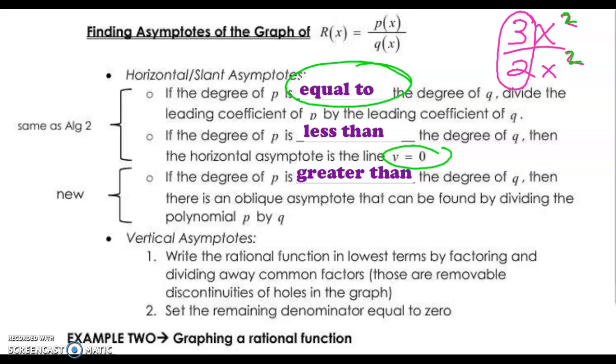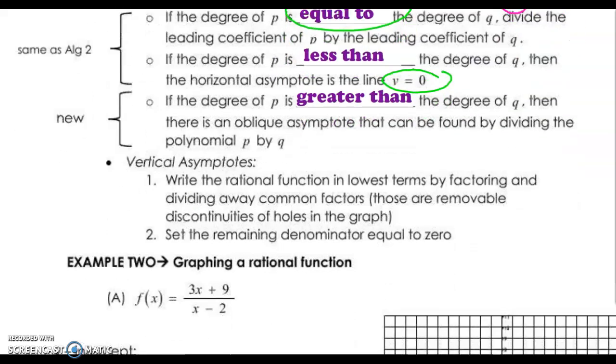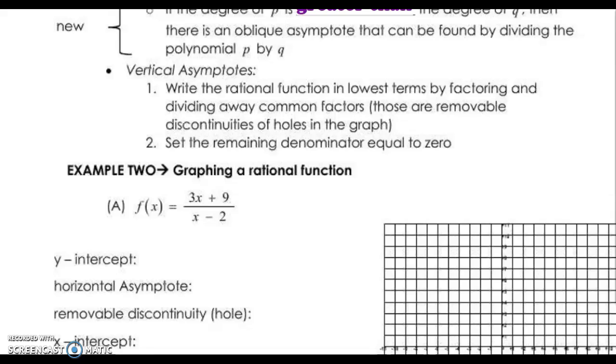So let's move on to vertical asymptotes. We kind of did this for the domain. You're going to write the equation in lowest terms by factoring and dividing away the common factors. Anything that's a removable discontinuity, any factors that are the same, we're going to cancel them out. Then you just set the remaining denominator equal to 0, and that's how you find it.